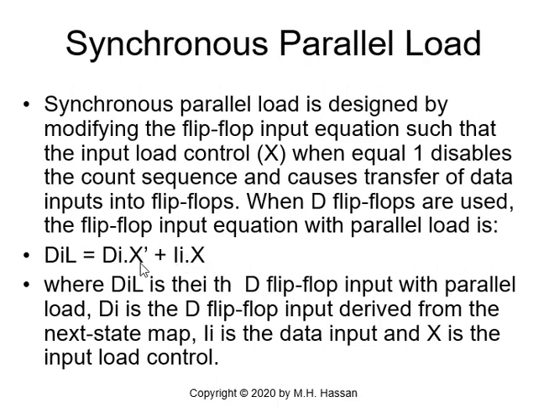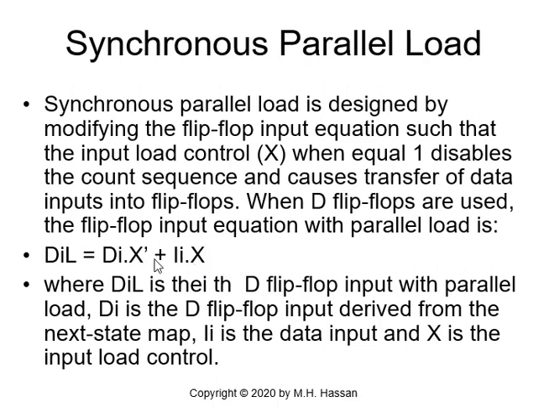So the modified DI with load, DI load, will be the old DI X prime OR IIX. So if X is 0, this will be 1, and DI load will be equal to DI, and this will go away. So it will operate as a normal counter. Again, if X is 0, this term will cancel out because 0 AND II will be 0, and DI AND 1 OR 0 will be DI.